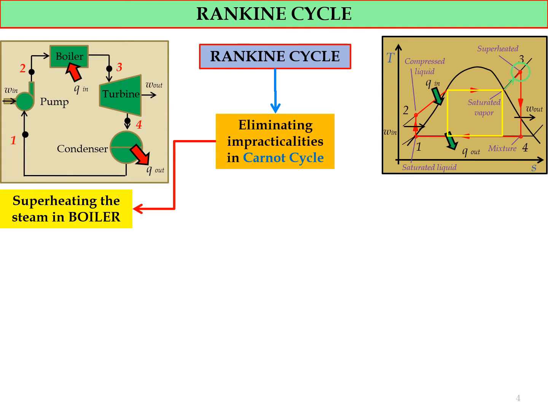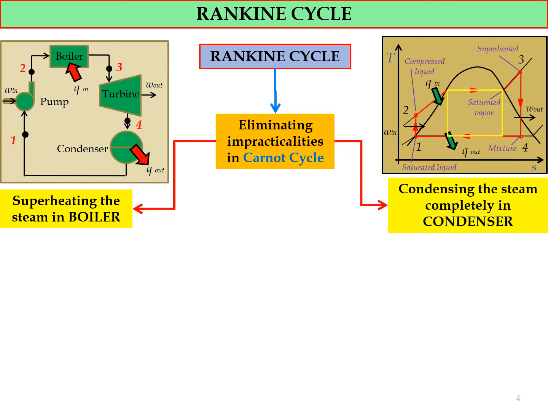As you can see, the one I put in the green circle there. Another impracticality is that we condense the steam completely in the condenser, from state 4 to state 1, which I put in the blue arrow there, and goes into state 1 of the blue circle, which is at the saturated liquid line. So from this we get the Rankine cycle process, or Rankine cycle TS diagram.